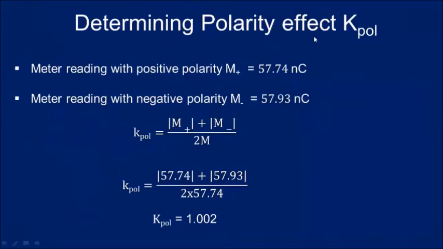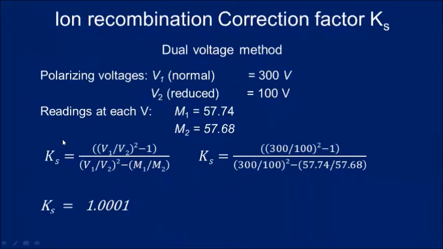Second is determination of polarity effect, K polarity. You remember that we did for plus 300 volts, the meter reading is 57.74, that is M plus, and we did for minus 300, the meter reading is 57.393, which is M minus. Use this equation, substitute for M plus and M minus, and your polarity correction factor is 1.002.